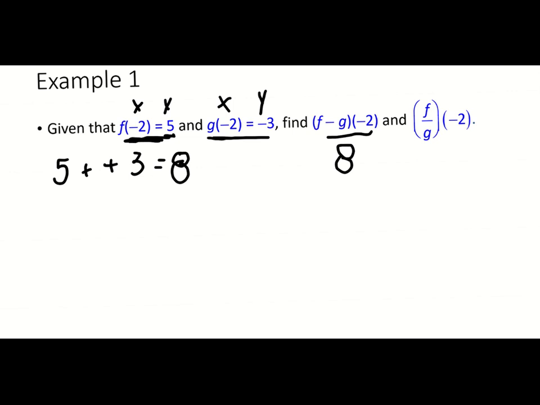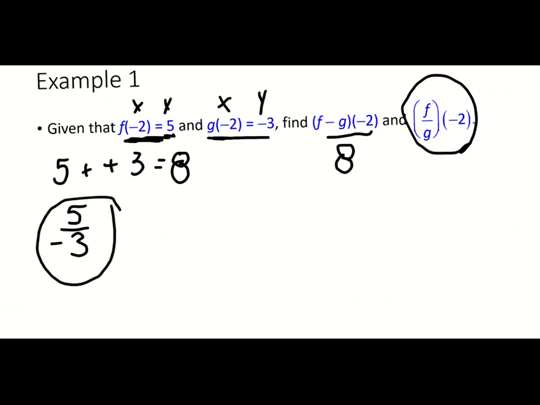Now, the next one, we wanted f divided by g of -2. So again, my y value is 5. I'm going to take my 5, or the answer, and then divided by -3. And that, honestly, because we can't simplify it, that's our answer for f divided by g of -2. We really can't do anything else with it. So that, nice and easy. We're going to work with some variables next, but that is what you would do with just numbers.